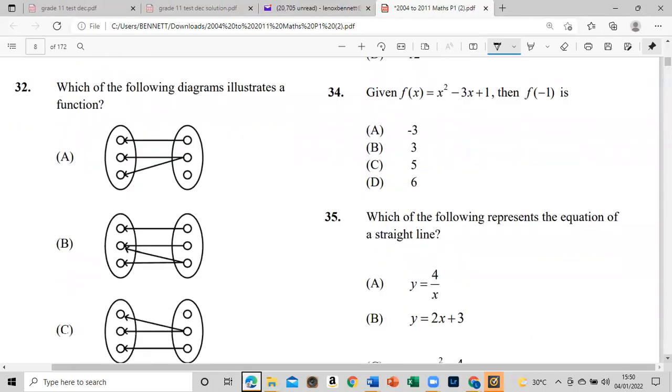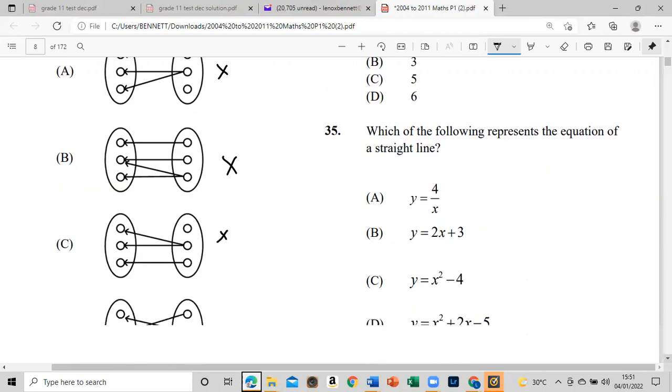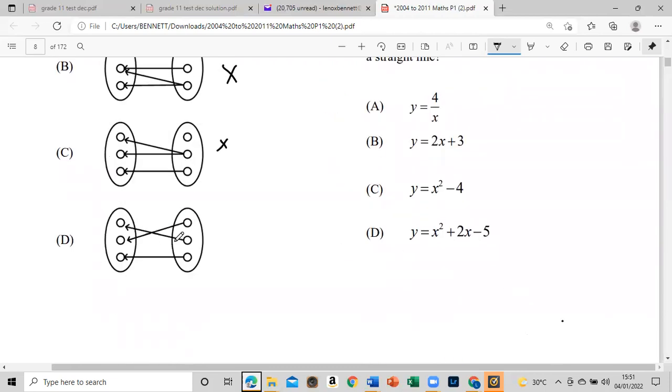All right, 32, which of the following diagrams illustrate the function? What we're looking for is one x to one y. Let me turn it around. So it's not a function because more than one x are going to more than one y, right? So this can't work either. This also can't work. It has to be D. And that's the definition of a function: 1 x to 1 y.